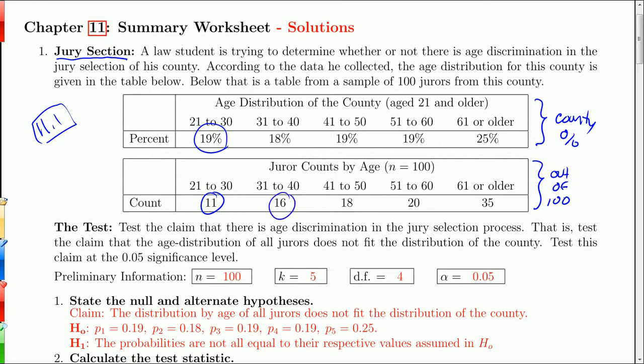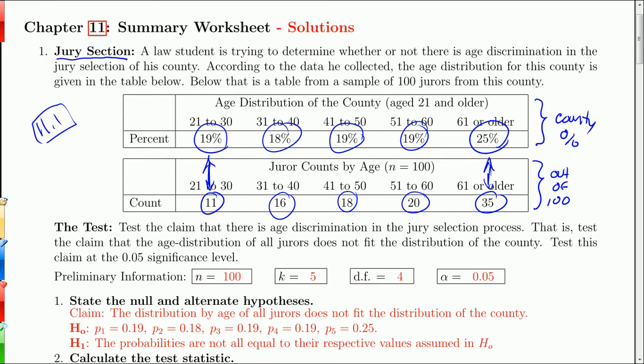When you look at the 31 to 40, 16 versus 18, that's pretty close. 41 to 50, 18 versus 19. 51 to 60, 20 versus 19. Those look pretty good. But once you get to 61 or older, 35 out of 100 of the sample jurors came from that category, so 35% of the jurors in the sample. But according to the data, that only makes up 25% of the county population. So there certainly seems to be some issues at the lowest age bracket and the highest age bracket.